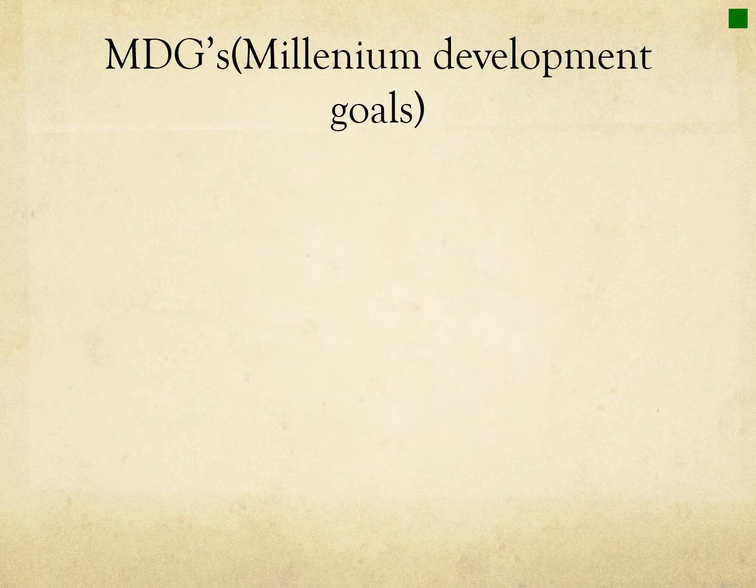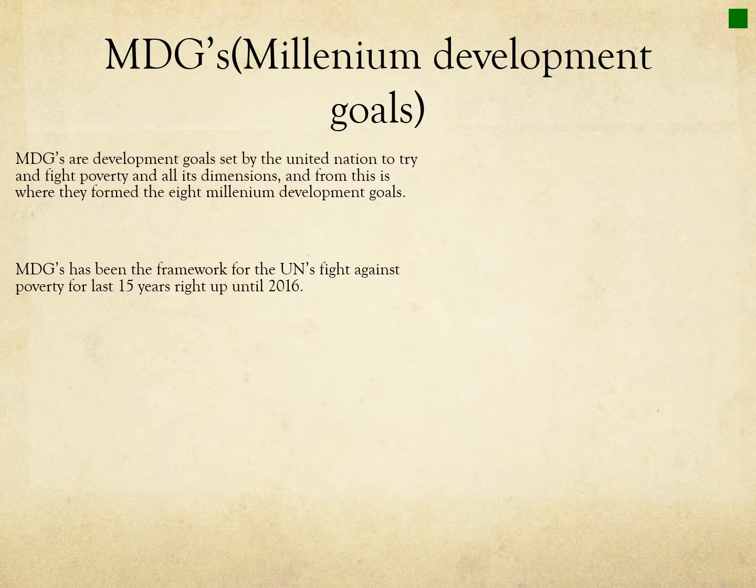I will now go on to talk about MDGs. MDGs are development goals set by the United Nations to try and fight poverty and all its dimensions. And from this they formed the 8 Millennium Development Goals. These MDGs have been the framework for the UN's fight against poverty for the last 15 years, right up until 2016. Some examples of these goals were: Goal 1 was to eradicate extreme poverty and hunger.